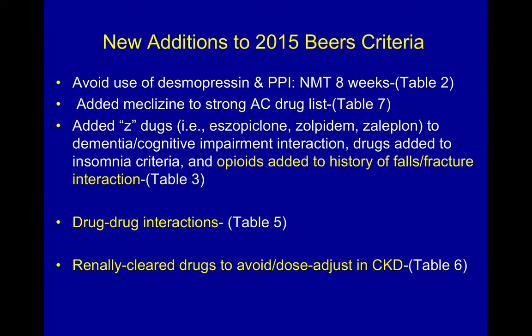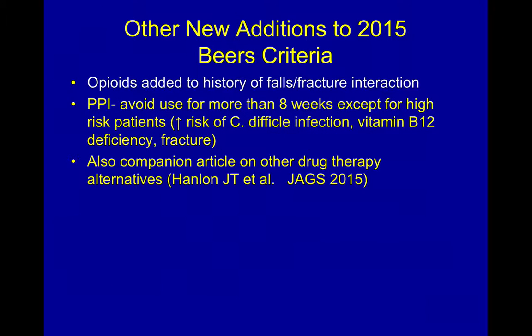There have been some other new additions to the 2015 Beers criteria. Avoid the use of desmopressin, and PPIs for no longer than 8 weeks of treatment. Added meclizine to the anticholinergic list. Added the Z drugs, not the Dougs, sorry about that, such as Lunesta and zolpidem. Only use them when possible, and also try to avoid any type of hypnotics in combination with opioids. And the other nice thing about the Beers criteria is it addresses two other areas. It addresses drug-disease interactions now, and it also addresses drugs that we need to either avoid or be careful with in renally cleared drugs.